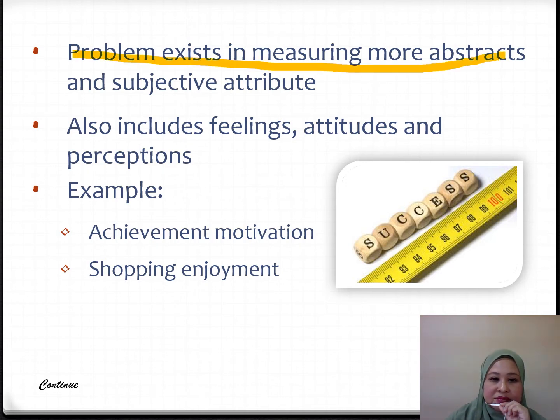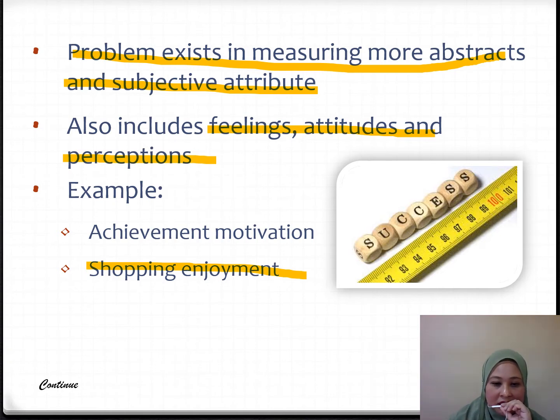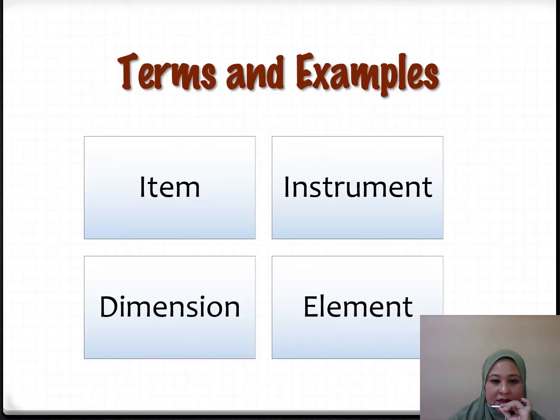Problems exist in measuring abstract and subjective nature because the data involves feelings, attitudes, and perceptions. For example, if you want to measure shopping enjoyment, you cannot use a yes or no answer. You must use the Likert scale. One strongly disagree, two up to 11, but usually we only use until 7, strongly agree. These are the terms and examples that we are going to use throughout the slides.